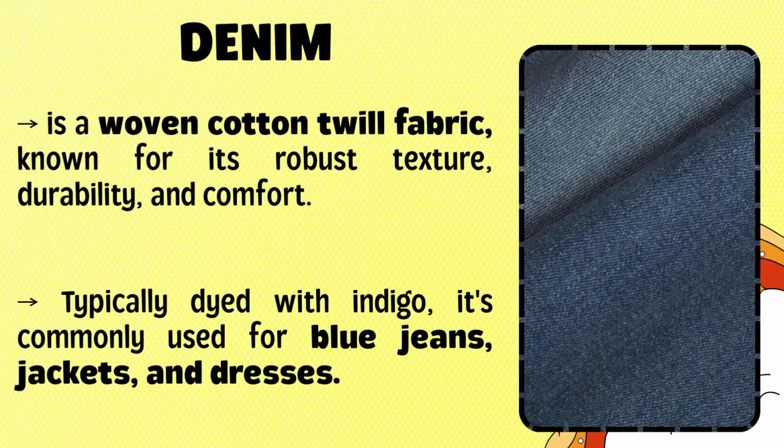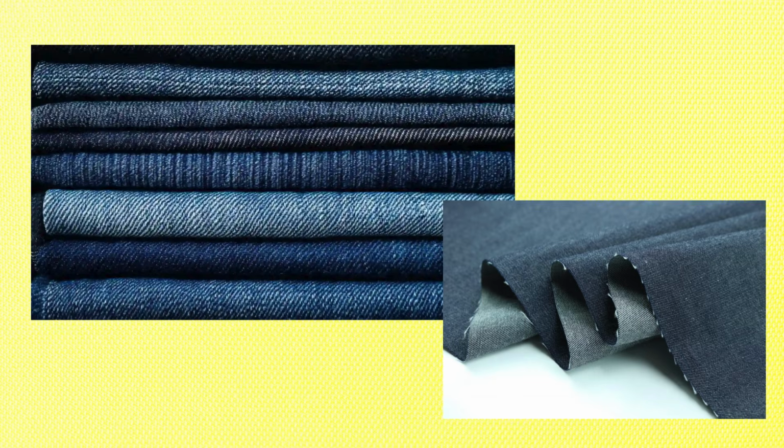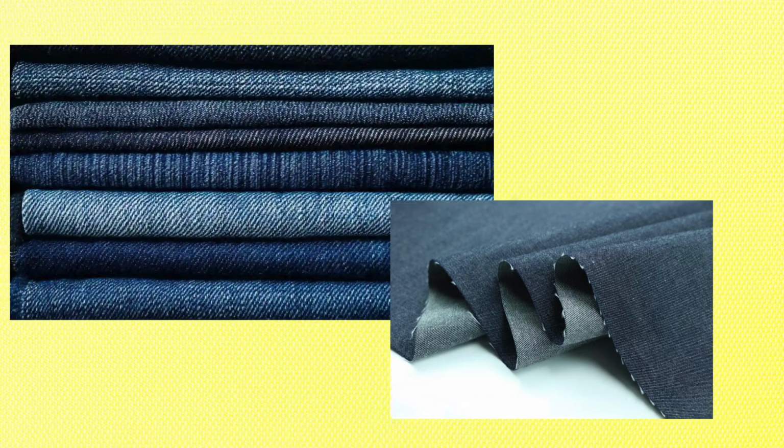Denim is a woven cotton twill fabric, known for its robust texture, durability, and comfort. Typically dyed with indigo, it's commonly used for blue jeans, jackets, and dresses. This thick and strong fabric is commonly used for jeans and jackets. It can handle daily wear because it is durable and comfortable. Denim is a popular choice for casual clothing because it lasts long and still looks stylish.